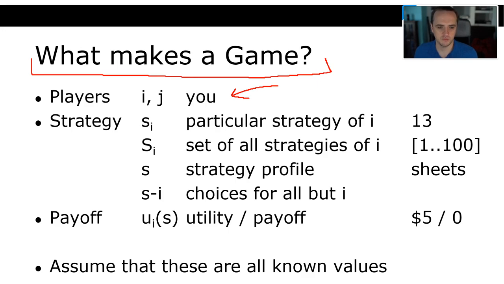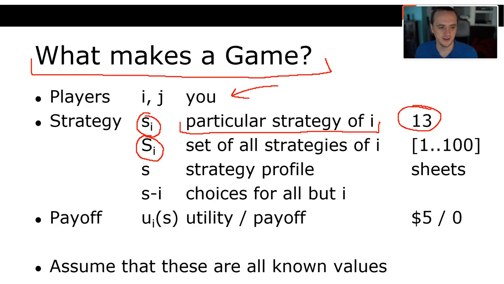They're going to be given a number. So strategies. Strategy s sub i is a particular strategy of i. So if you have player i, then the strategy lowercase s sub i is the action or the strategy that was chosen by player i. So for example, if you chose 13, then s sub i, if you were i, would be 13.